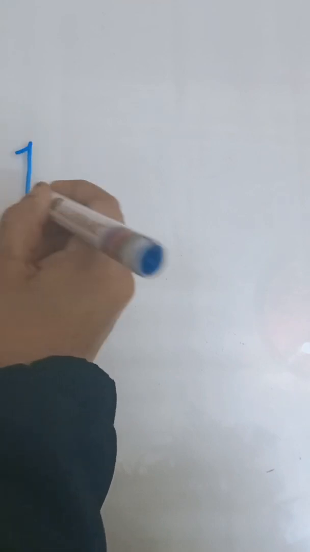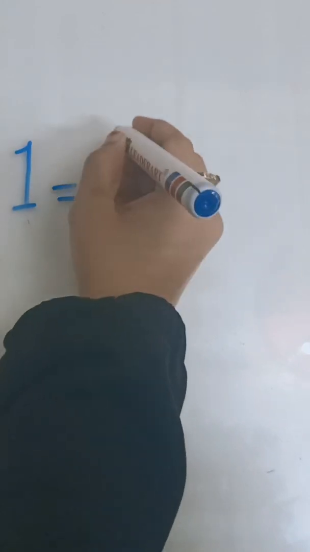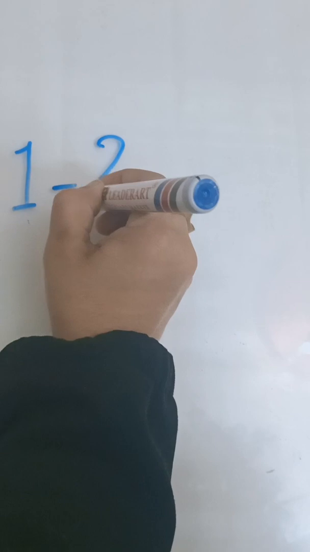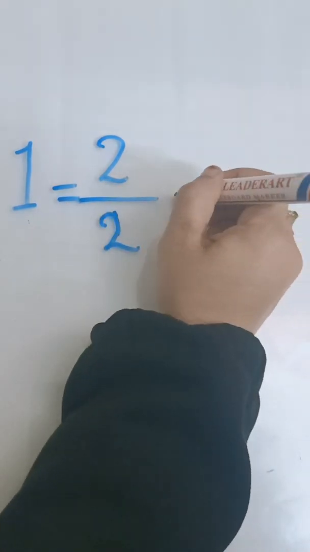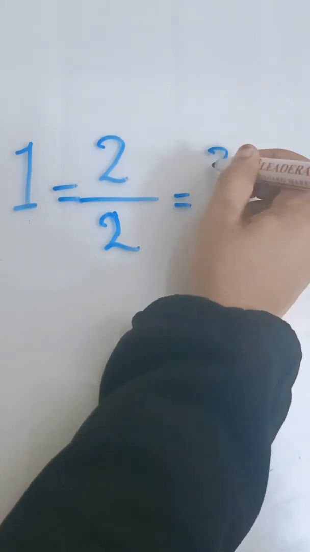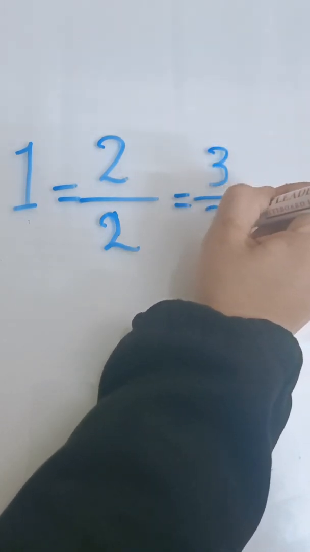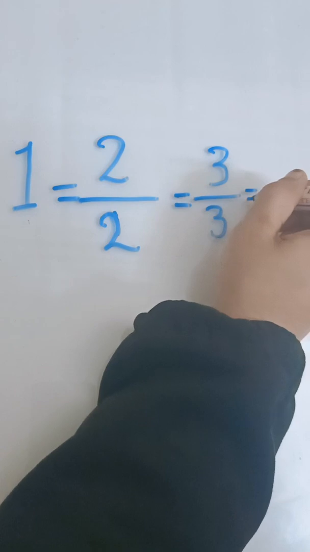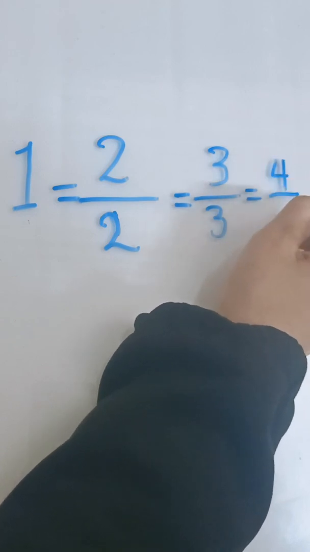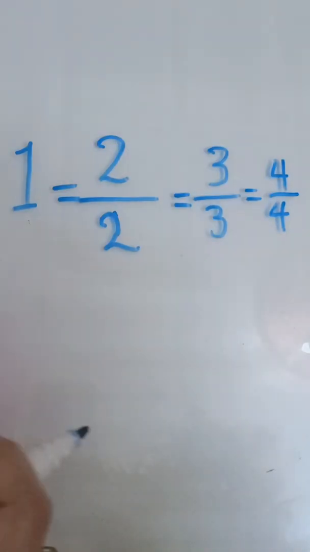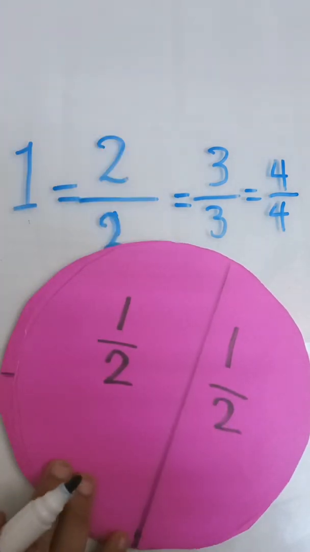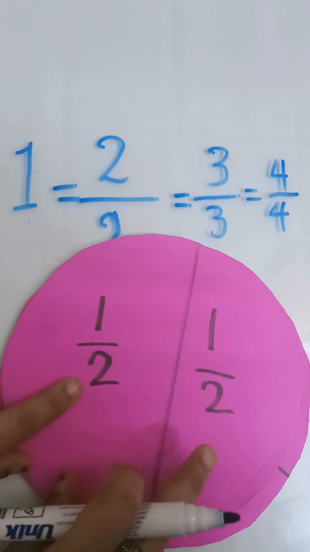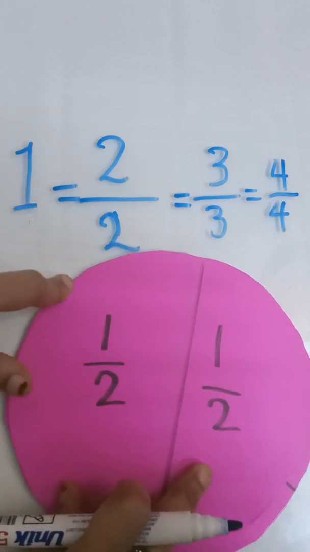Now we can say what? 1 equals what? 2 halves, or 3/3, or 4/4. Like this. 1 part equals half plus half, which equals 2 halves.